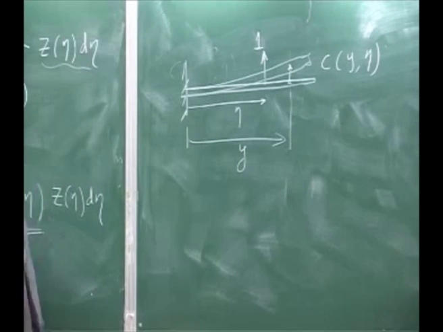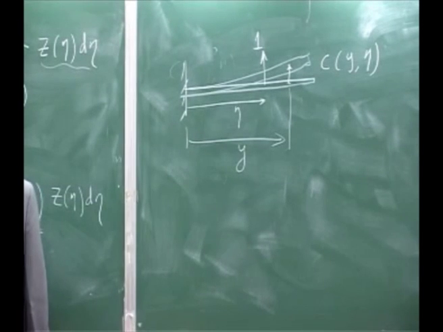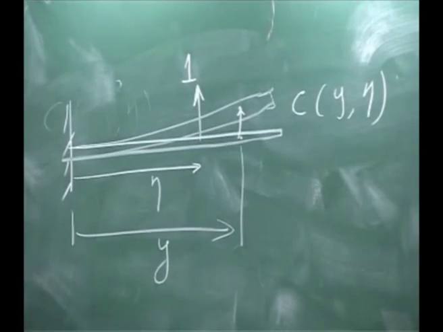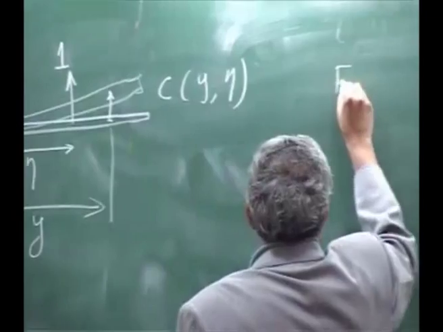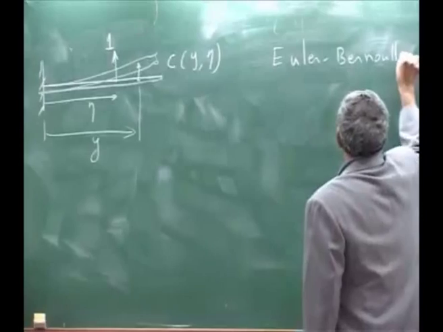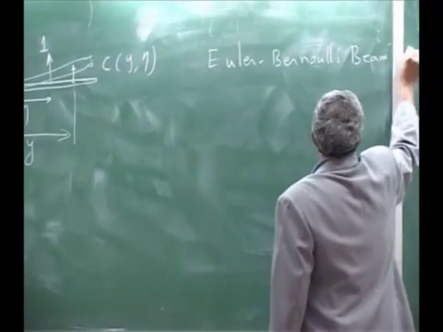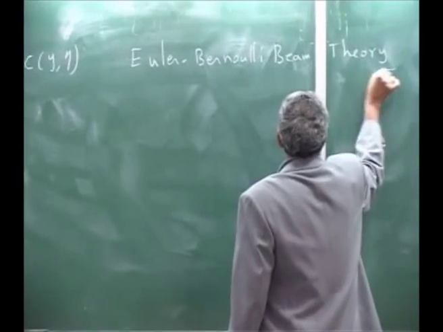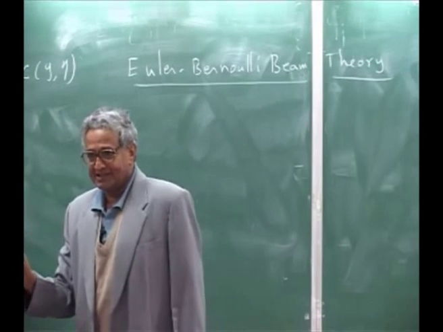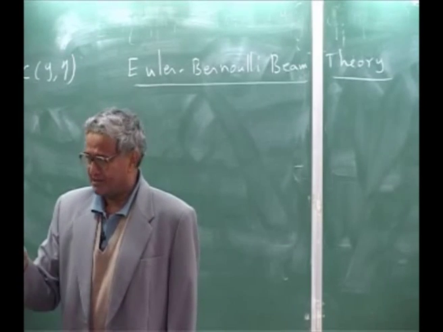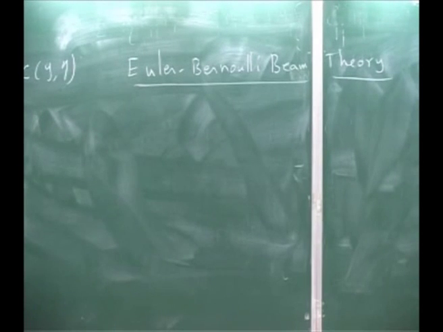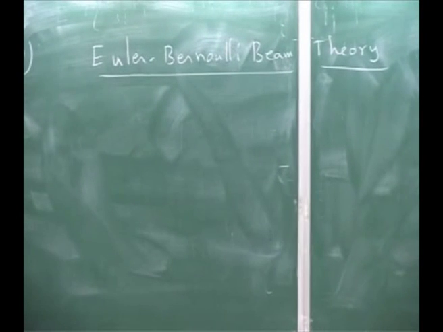Now for this case, we assume Euler-Bernoulli beam theory. You all know what Euler-Bernoulli beam theory is. It's a simple theory. Plane section remains plane and perpendicular to the reference line before and after deformation, because there is no shear deformation on the beam.